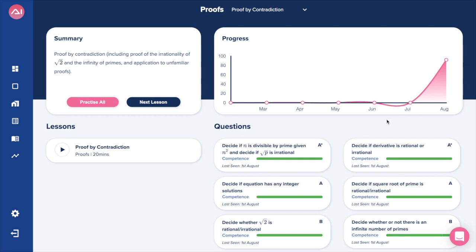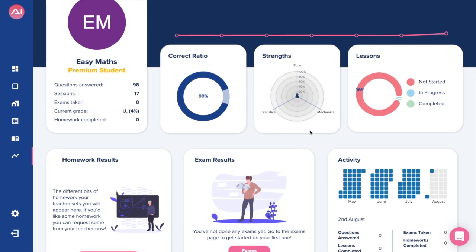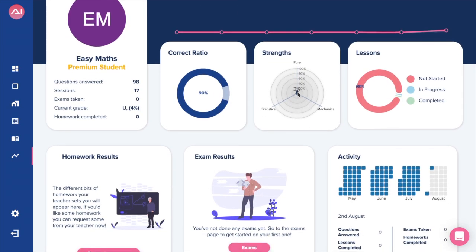Obviously, the more questions you complete, then the higher your progress is going to be. And that is also what is fed through onto here. And you'll see that if I hover my mouse over here, I've completed 2% of pure questions, 3% of mechanics, and 2% of statistics questions.